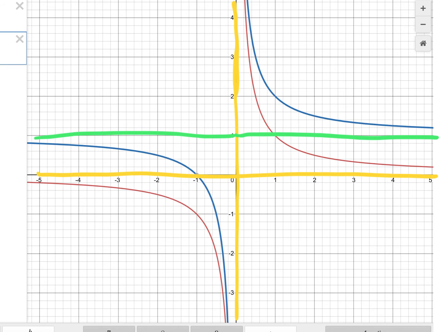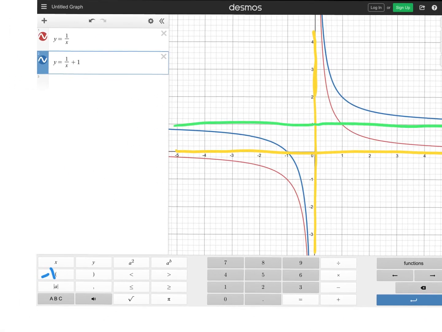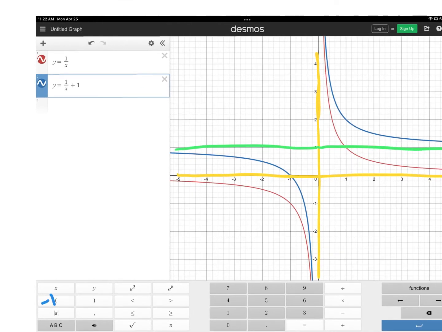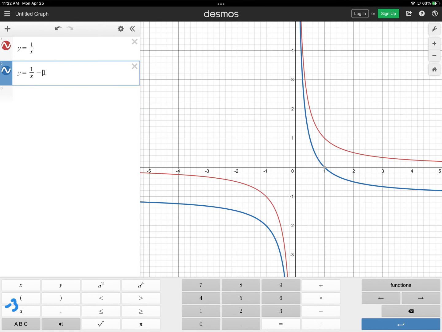It got shifted up 1, right? So what if I were to go back and instead of putting a plus 1 right here, I changed it to a minus 1? What would happen to the red graph? It would shift 1 down. That's exactly what we see right here. The blue one's now shifted 1 down. So this red one that was infinitely approaching the x-axis is now infinitely approaching this asymptote of y equals -1. Does that make sense? Okay.